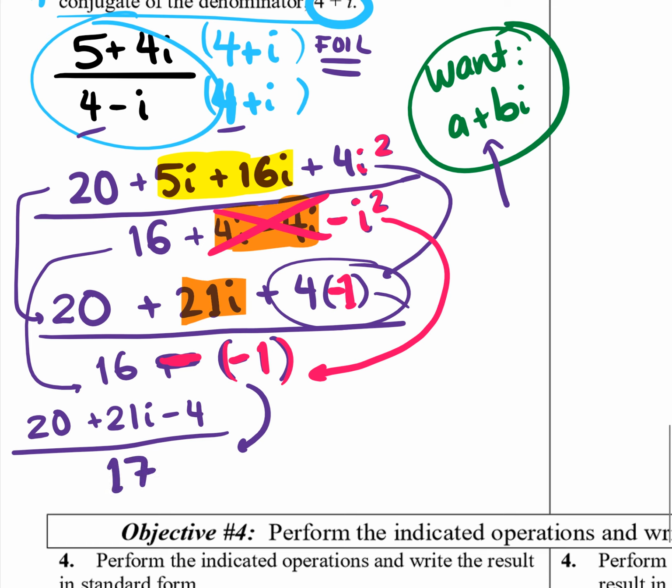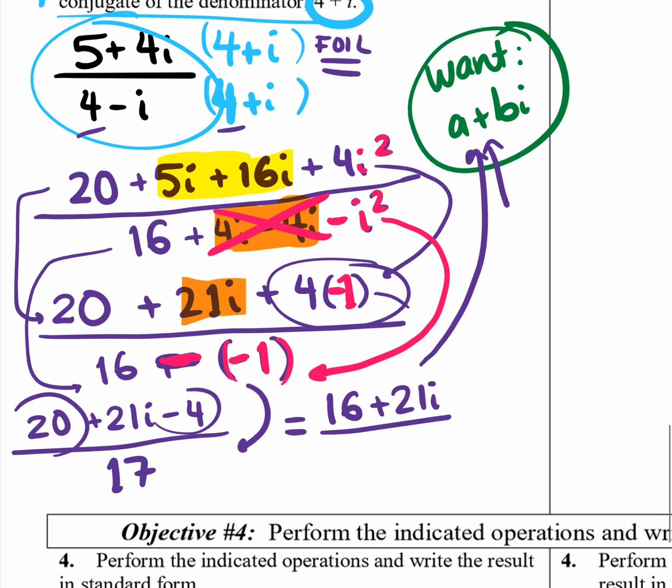So we just have a nice real number in the denominator. In the numerator, there are some like terms. We have 20 and negative 4, those add up to 16. And then we have the 21i. So if I just left it like that, that would be a complex number that looks like a plus bi. I guess the only problem is we have this denominator of 17.